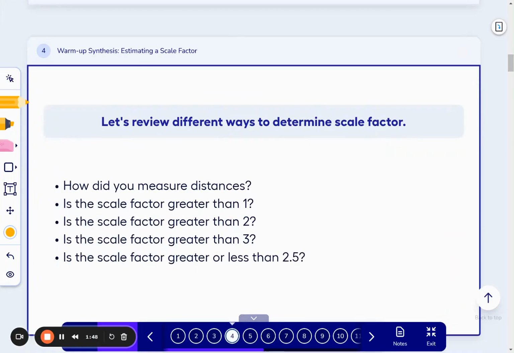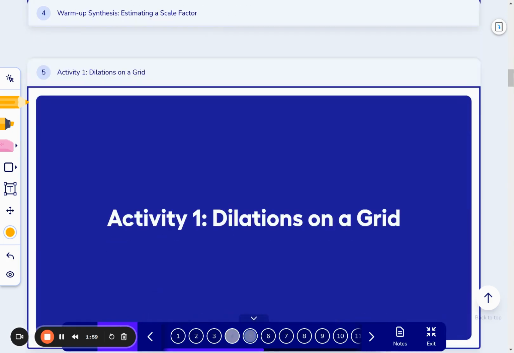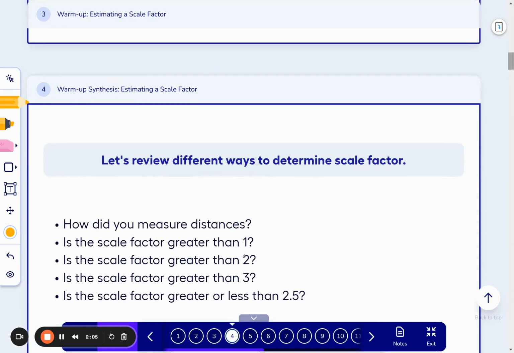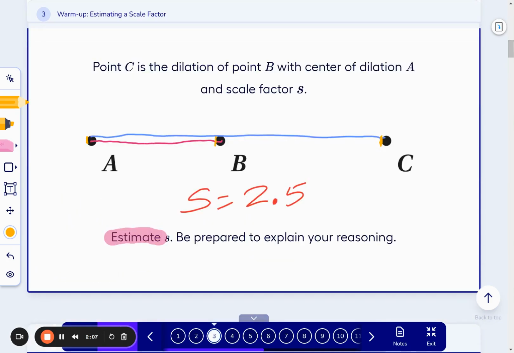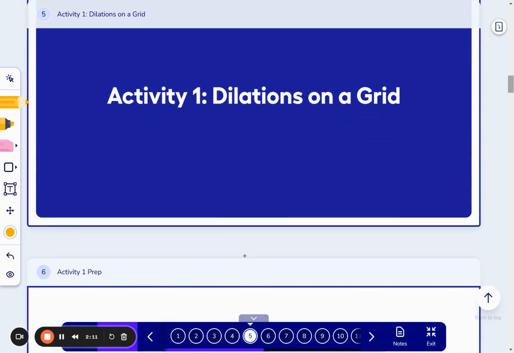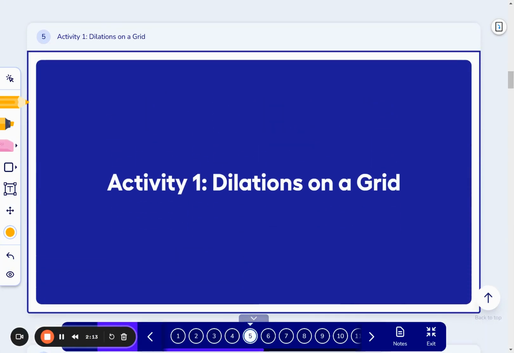Okay? And we know that the scale factor is greater than 1 because C wasn't on top of B. We know that it's probably bigger than 2, but a little less than 3. So it might be 2.5 or a little less. I think if you actually measure it out using a ruler with centimeters, this turns out to be like 2.3. A grid makes things a lot simpler, a lot easier to deal with.